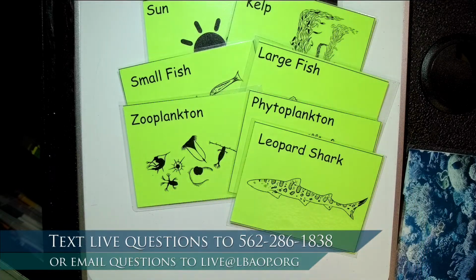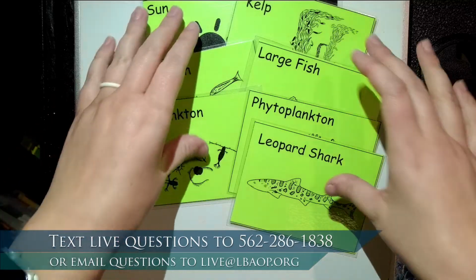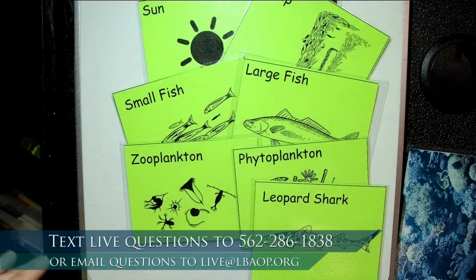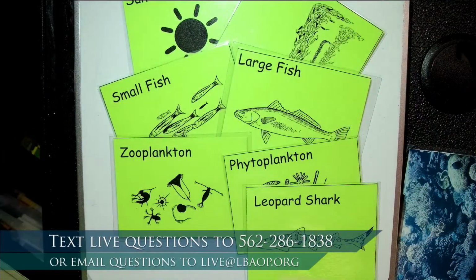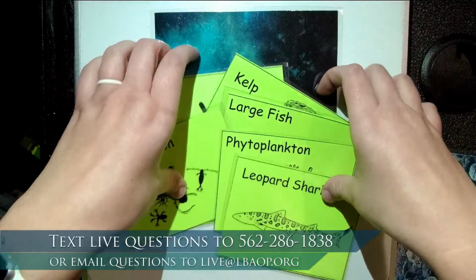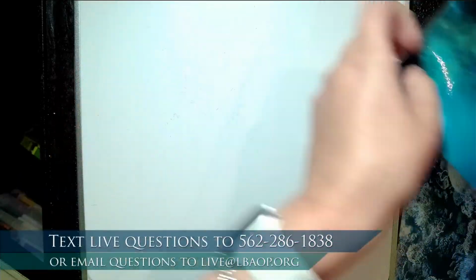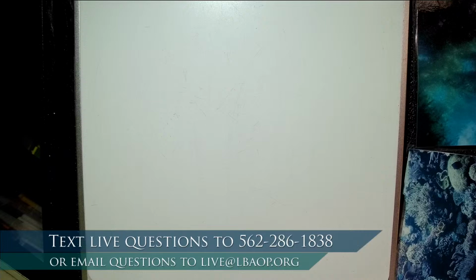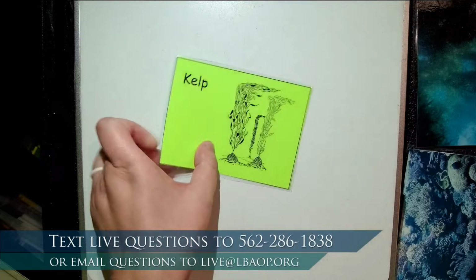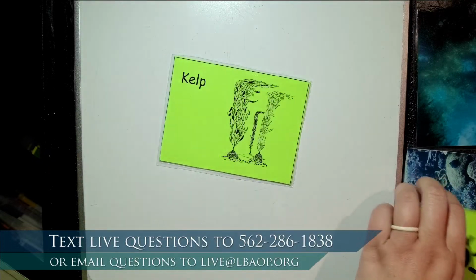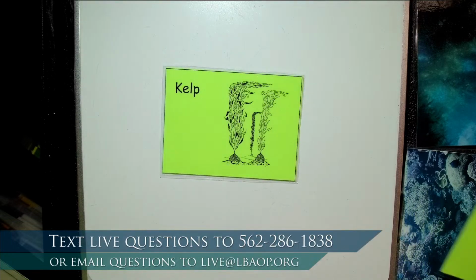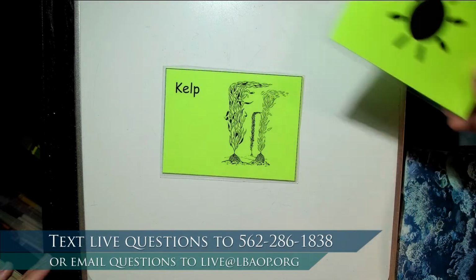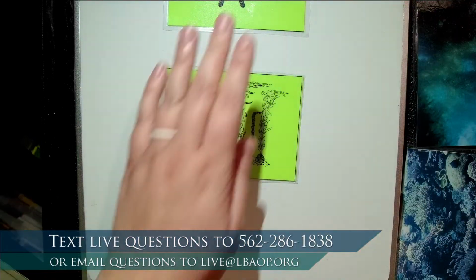So let's go ahead and get started with this and talk about how that energy is moving around from animal to animal or from plant to animal. So let's start at the beginning of our food web. Well, what is the beginning? Is the beginning our kelp? Close. Where does the kelp get its energy from? From the sun, right?